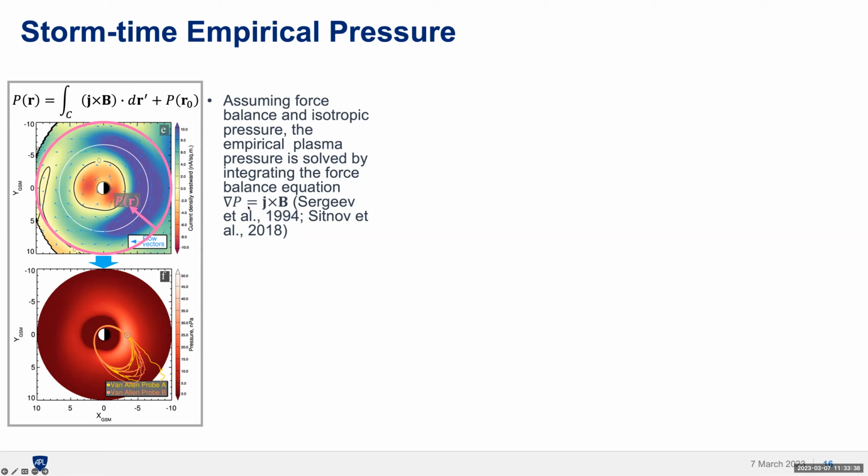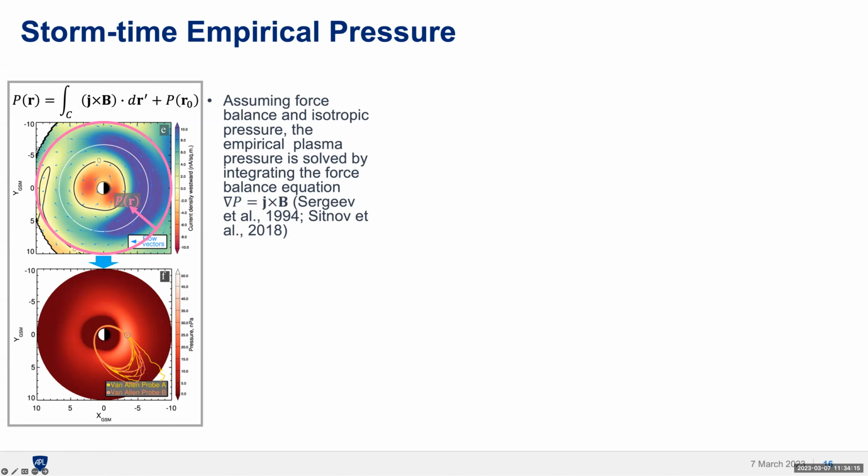And so we can then solve this using this following line integral. This is just the fundamental theorem of calculus. If we assume this force balance equation, we can solve for pressure by using this line integral. We have to pick some initial place to perform our integration, so we integrate from, I think, about 10 RE, where we can assume this P naught term is relatively small, and then we just integrate radially inward. And the picture we get is this picture here.